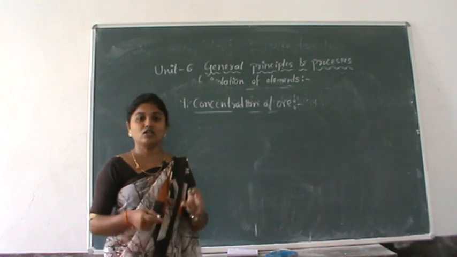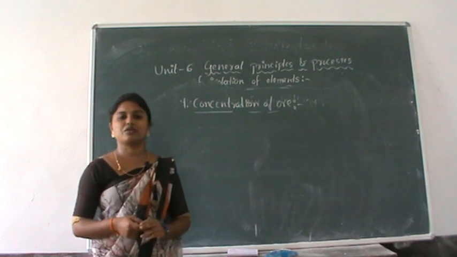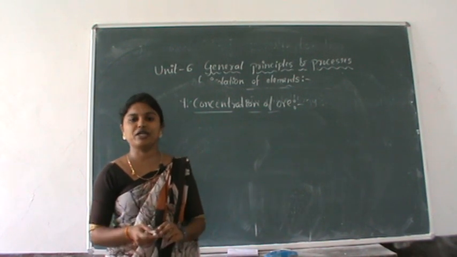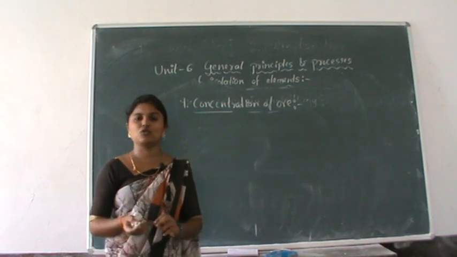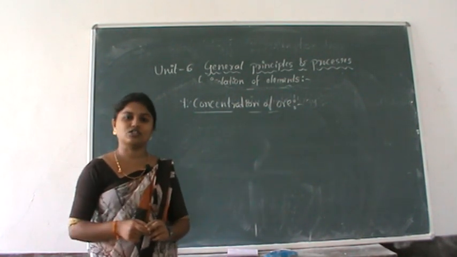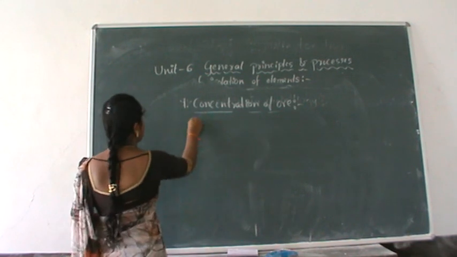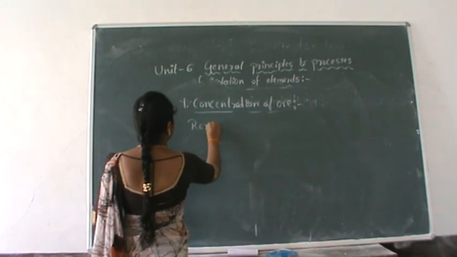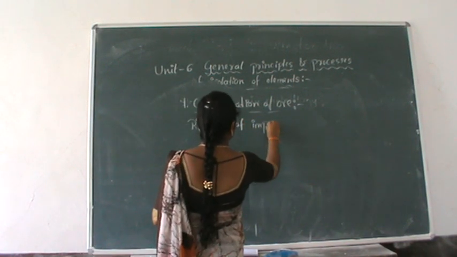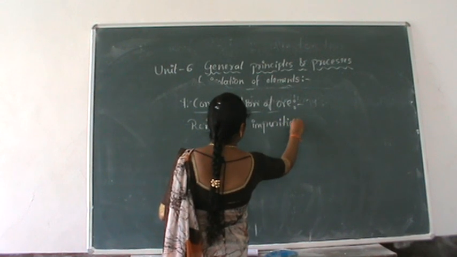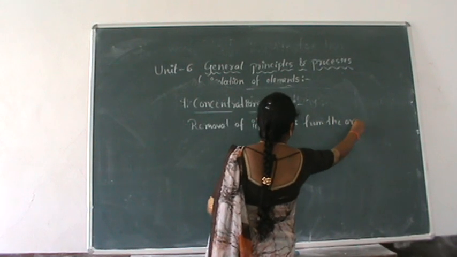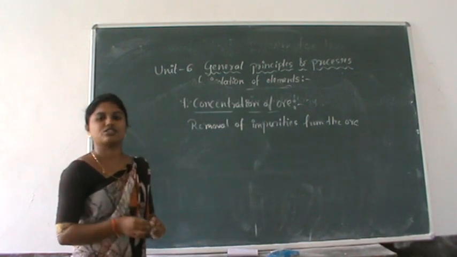Impurities have to be removed. So what is concentration of ore? Concentration of ore is nothing but removal of impurities from the ore. Removal of impurities from the ore is called concentration of ore.